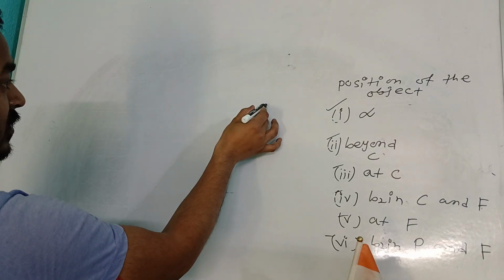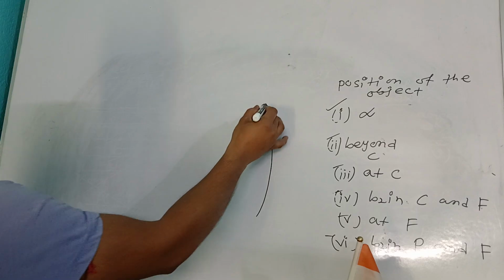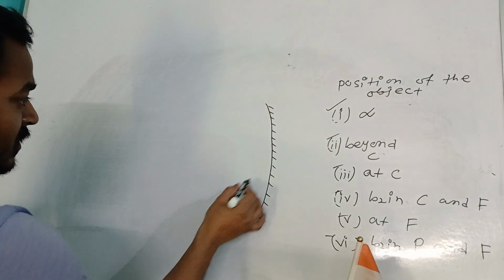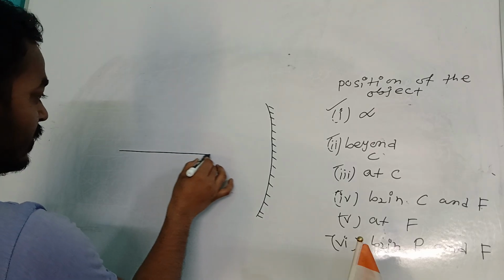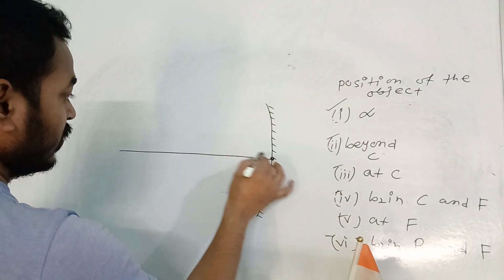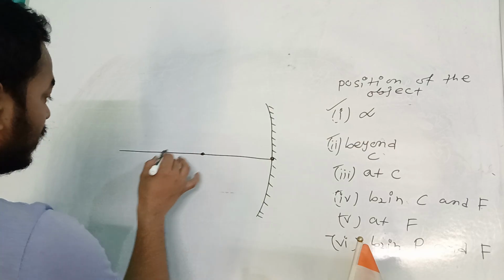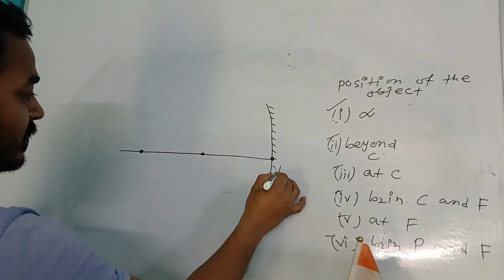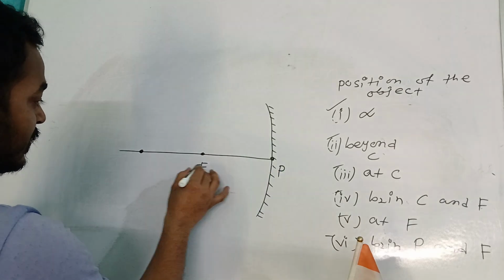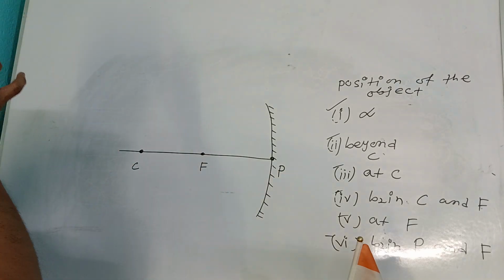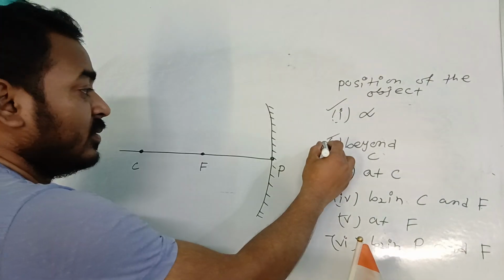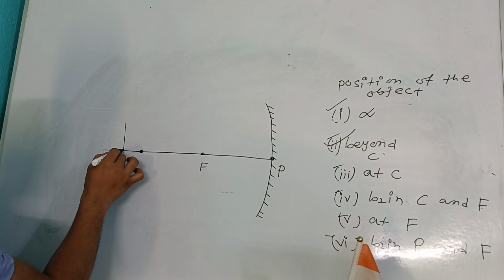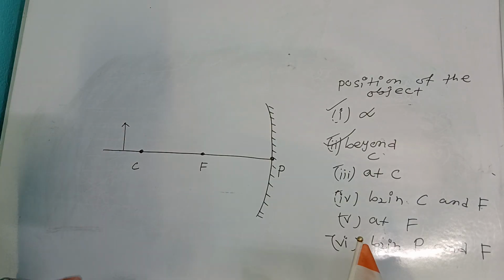So again, take pen and paper, and draw the diagrams. Again, you have to draw the principal axis. This is the pole. Consider this is the focus. At the same distance, it is the center of curvature. So this is P, this is focus F, this is center of curvature C. Now second case, beyond C. Beyond C means here. Done.